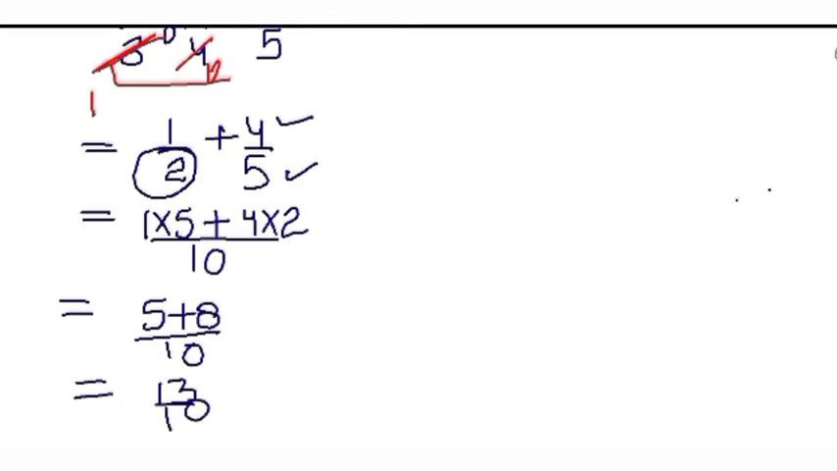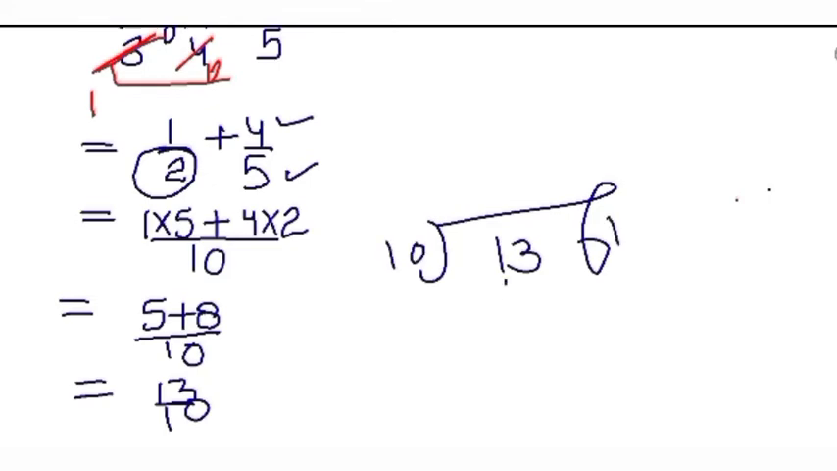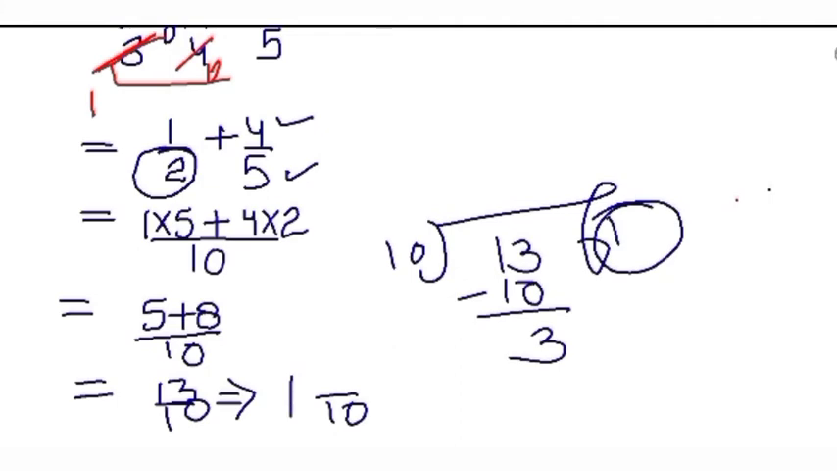upon 10. And in mixed fraction this can be written as, let's divide by 10. 10 1s are 10, remainder is 3. So denominator will remain the same, which is 10. This quotient will be written as whole number and this remainder will be written as numerator. So your answer is 1 whole 3 upon 10.